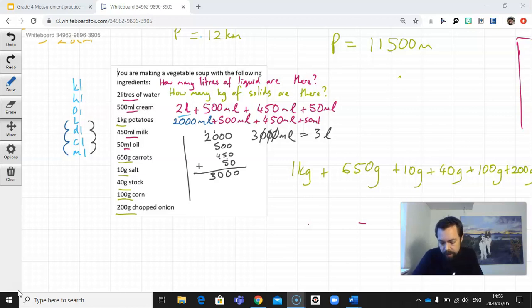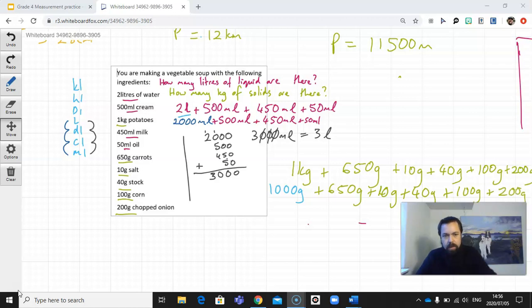I have been asked to put it into kilograms, but again, you'll notice that these won't convert nicely to kilograms. So let's do this one as the change. So changing from kilograms to grams, we add 3 zeros. And we put the other ones down because we haven't changed them. So we're going to work those out underneath. Let's do it quickly in black. So 1,000, 650, 10, 40, 100, and 200.